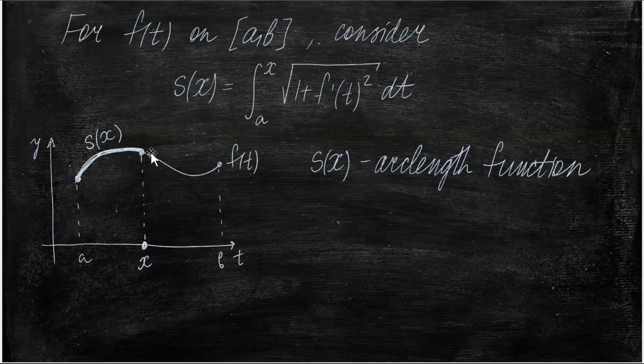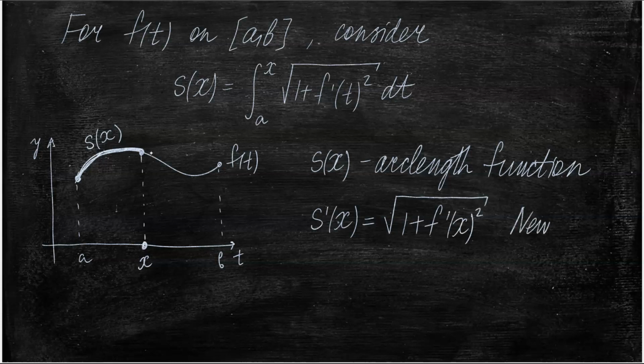And s of x, therefore, is called the arc length function. And as a function, just like any other function, it has a derivative, and its derivative will be written like this. This is in Newton notation, and in Leibniz notation, it will look like this. Here we'll write dy.